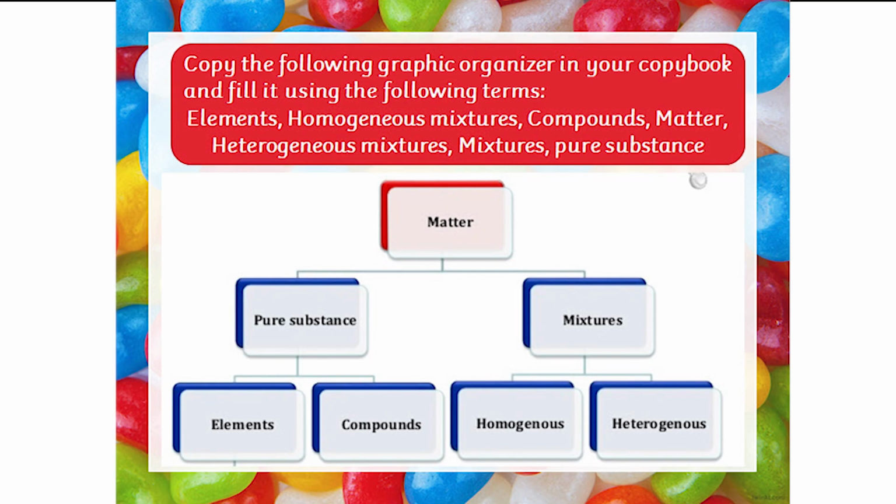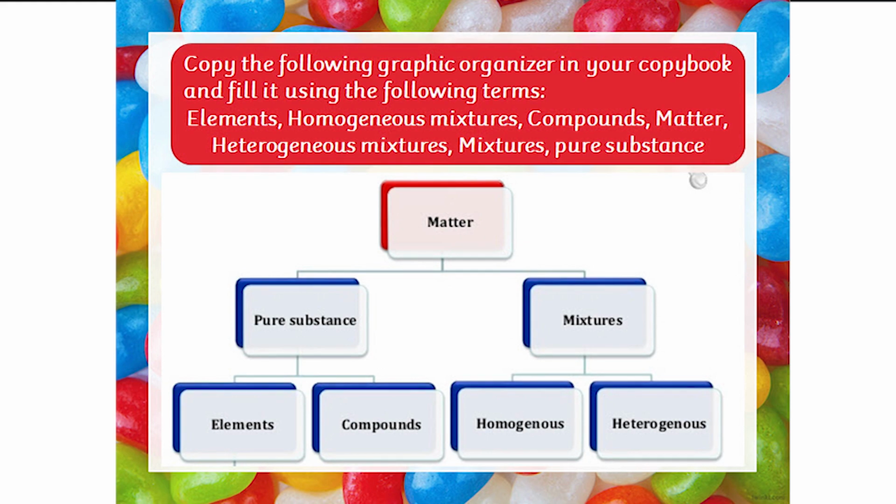So, matter is everything that has mass and occupies space. It might be a pure substance or a mixture. This pure substance might be formed from one type of atoms only, and then it's an element, or formed from many kinds of atoms chemically combined, and then it's a compound.